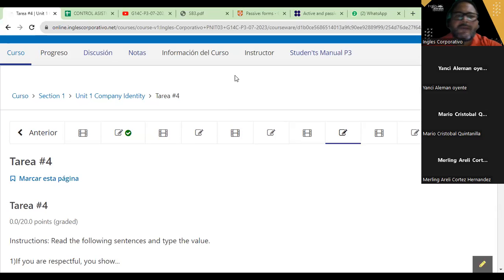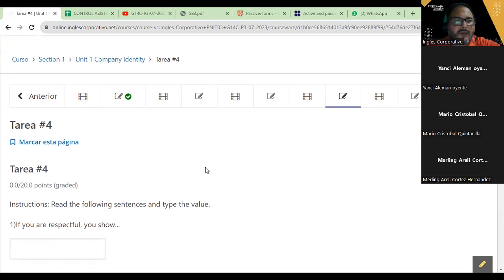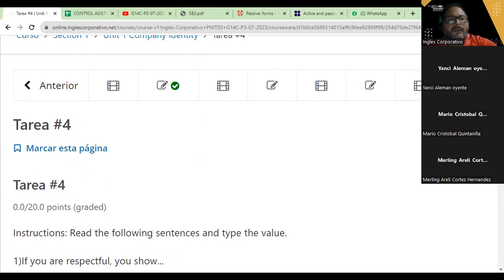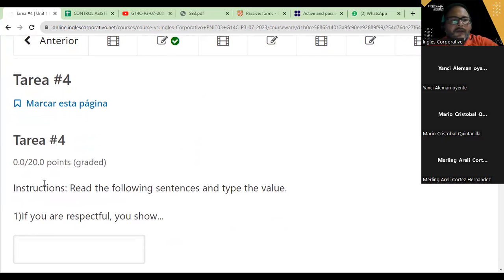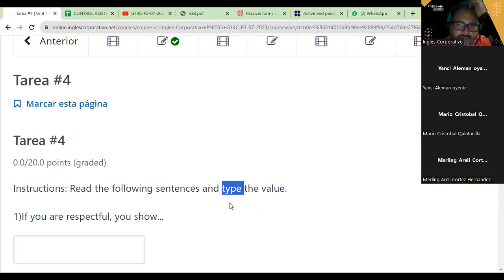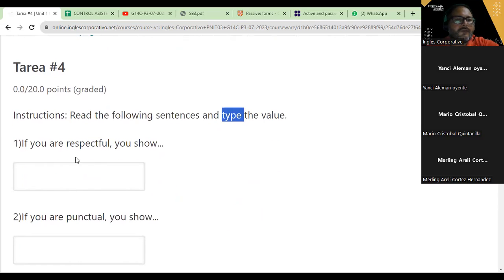We have been studying about different topics during the week, okay? And also we have been studying about vocabulary, right? Now vocabulary, that's quite important when talking about our company, our business, etc. And now here in activity number 4 on the platform, we have some expressions. It is asking us to read the following sentences and type the value, right?